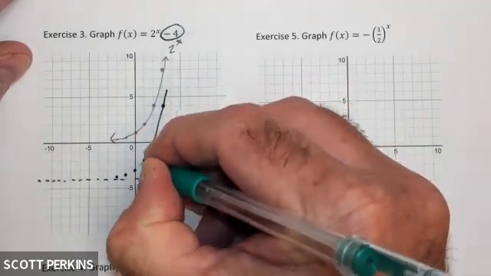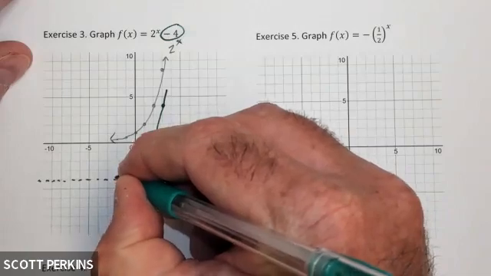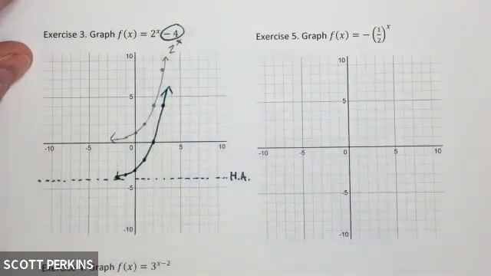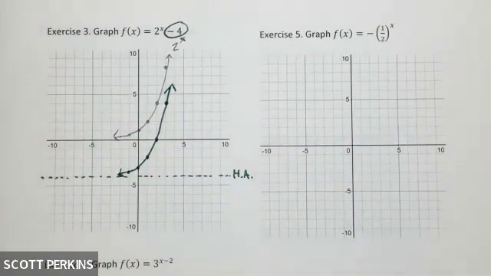Remember, translations do not change the shape of the graph. They just change its position. So that's the exact same J curve or growth curve that we had before. Any questions? We doing all right?